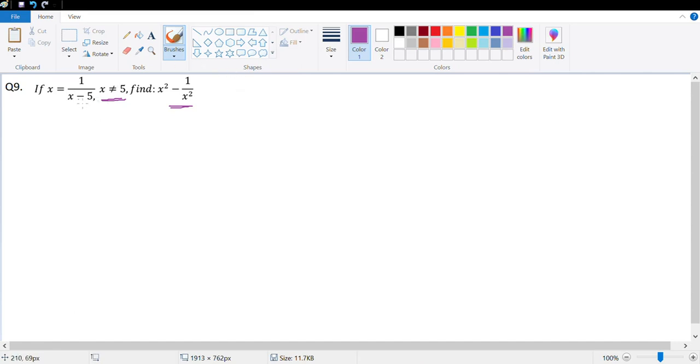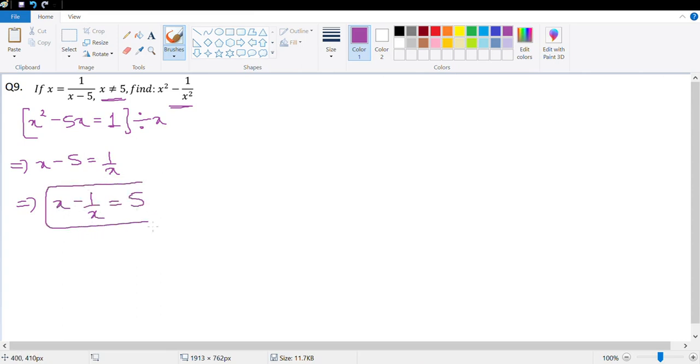So let's cross multiply. What I get is x square minus 5x is equal to 1. Yes, x square minus 5x is equal to 1. Let's divide both sides by x because that's the only way I'll get x in the denominator. So what I get is x minus 5 is equal to 1 upon x, which when I rearrange, it becomes x minus 1 upon x is equal to 5. So I've got one part of the question, which is x minus 1 upon x. Now we need to figure out x plus 1 upon x.